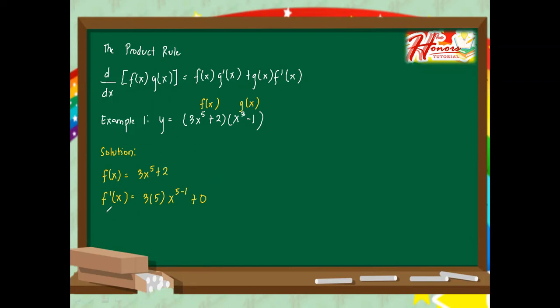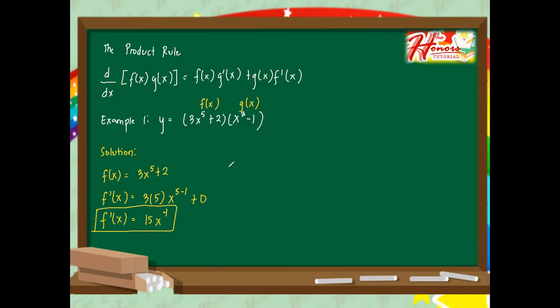So let's continue solving. This is f prime of x is equal to 3 times 5, that's 15. X raised to 5 minus 1, that's 4. So our f prime of x is equal to 15x raised to 4.